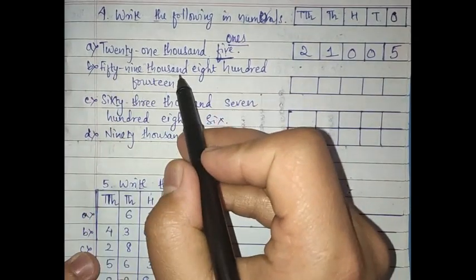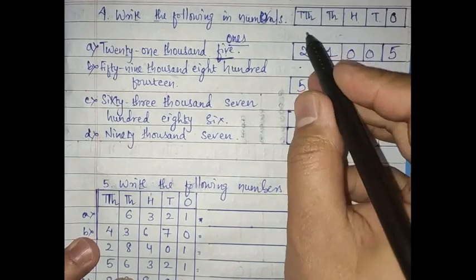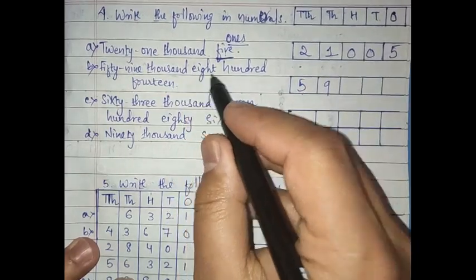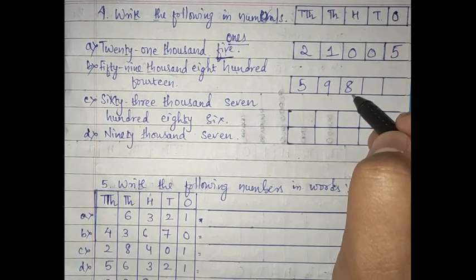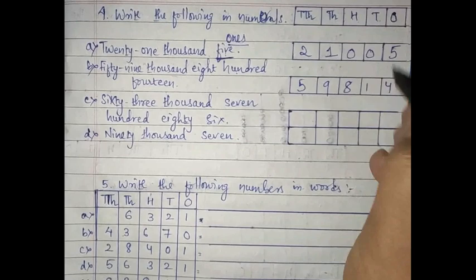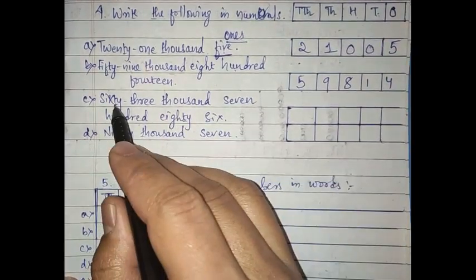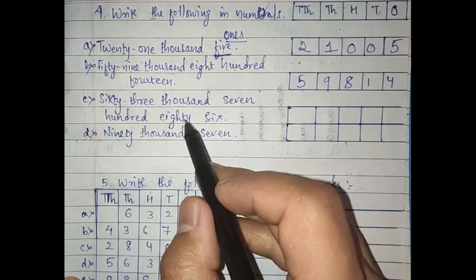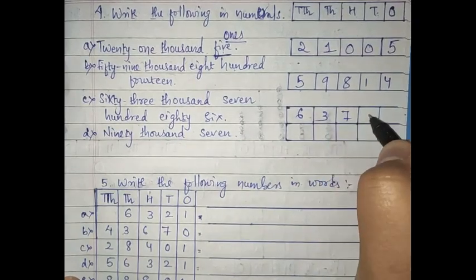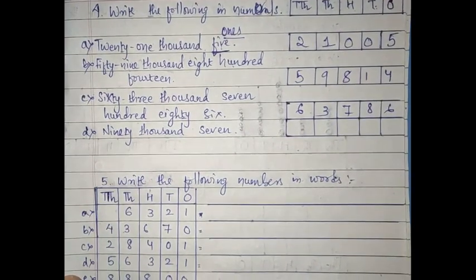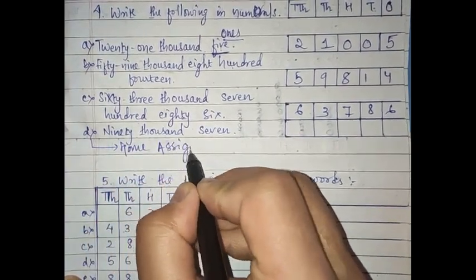Next question, 59,815. So 59 means 5 will be in the 10,000 position, 9 will be in 1,000, 800, no? So 100 should be covered by 8, and 15 means 1 should be in tens and 5 should be in the ones position. Then 63,786. Right? So number D will be a home assignment. Try to do it yourself. Okay.